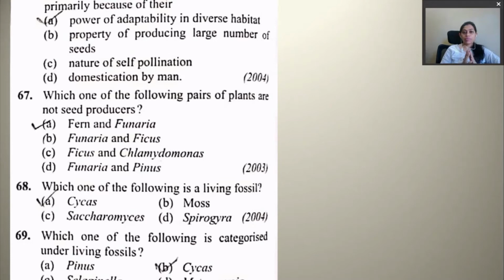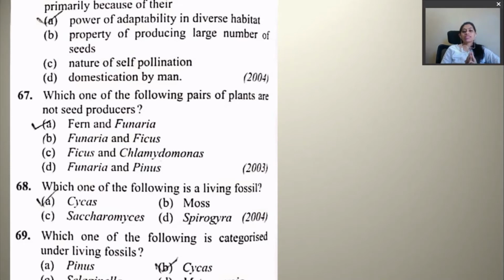Right. Next question is 67. Which one of the following pairs of plants are not seed producers? So again I am telling you, go through all the examples very carefully and thoroughly, and match them with their respective kingdom, so that you can answer this type of question. So the right answer is fern and Funaria, not Funaria and Ficus. Ficus and Chlamydomonas, so not for Ficus. Next is Funaria and Pinus. Pinus is a seed producer, right? So right option is 67A.